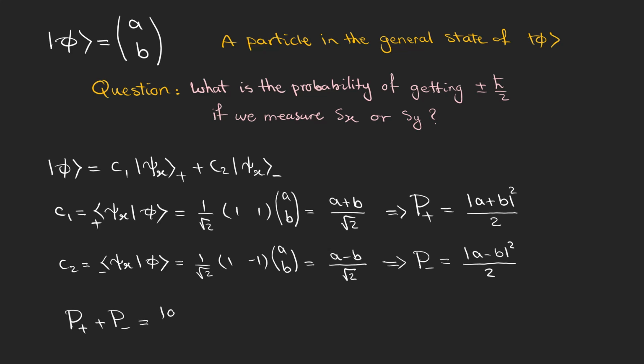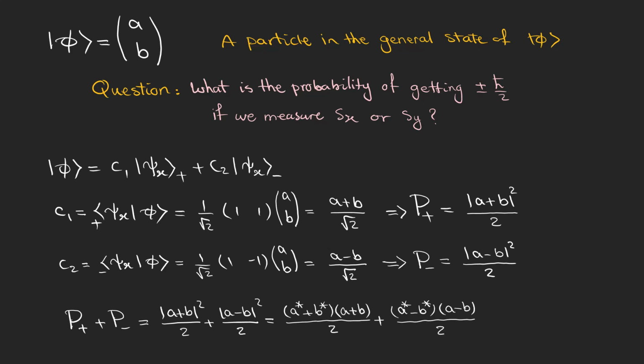We know that the sum of these two probabilities should be 1, so we add them. Then we expand these two terms, which are complex numbers, but the complex parts cancel out and we are just left with the real numbers, which yield 1 because phi is a normalized state.